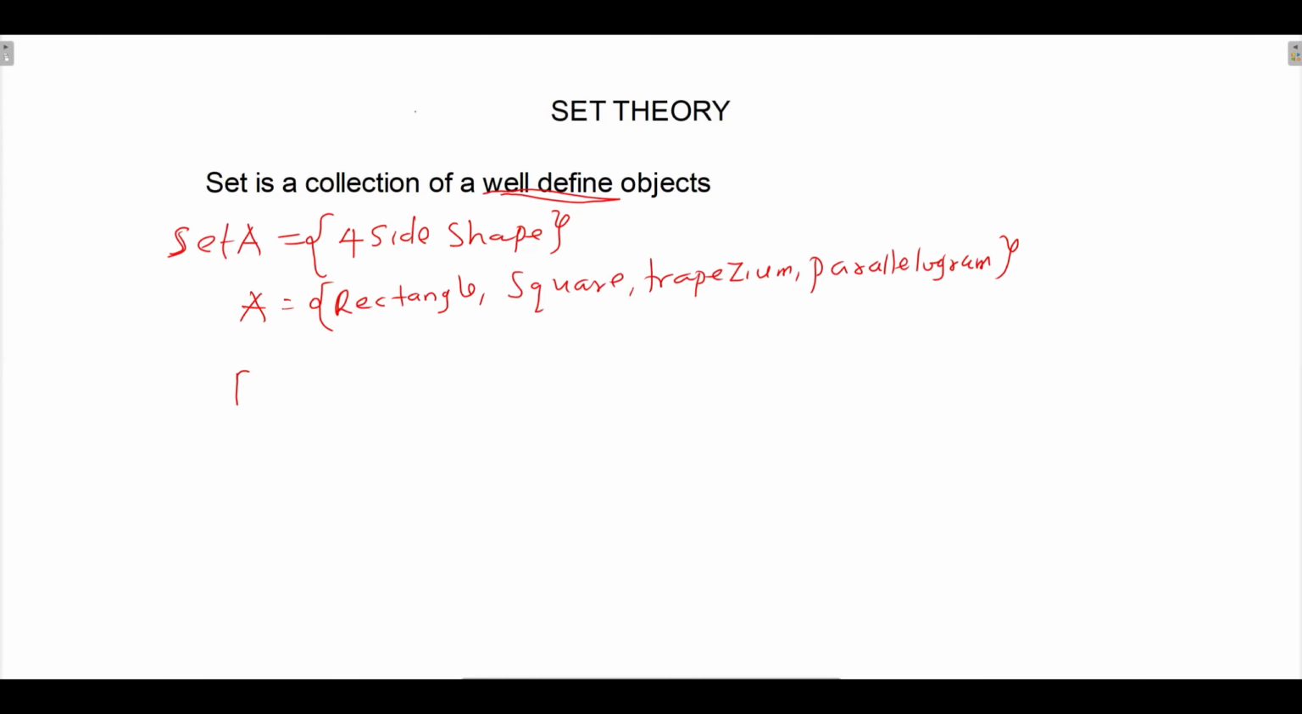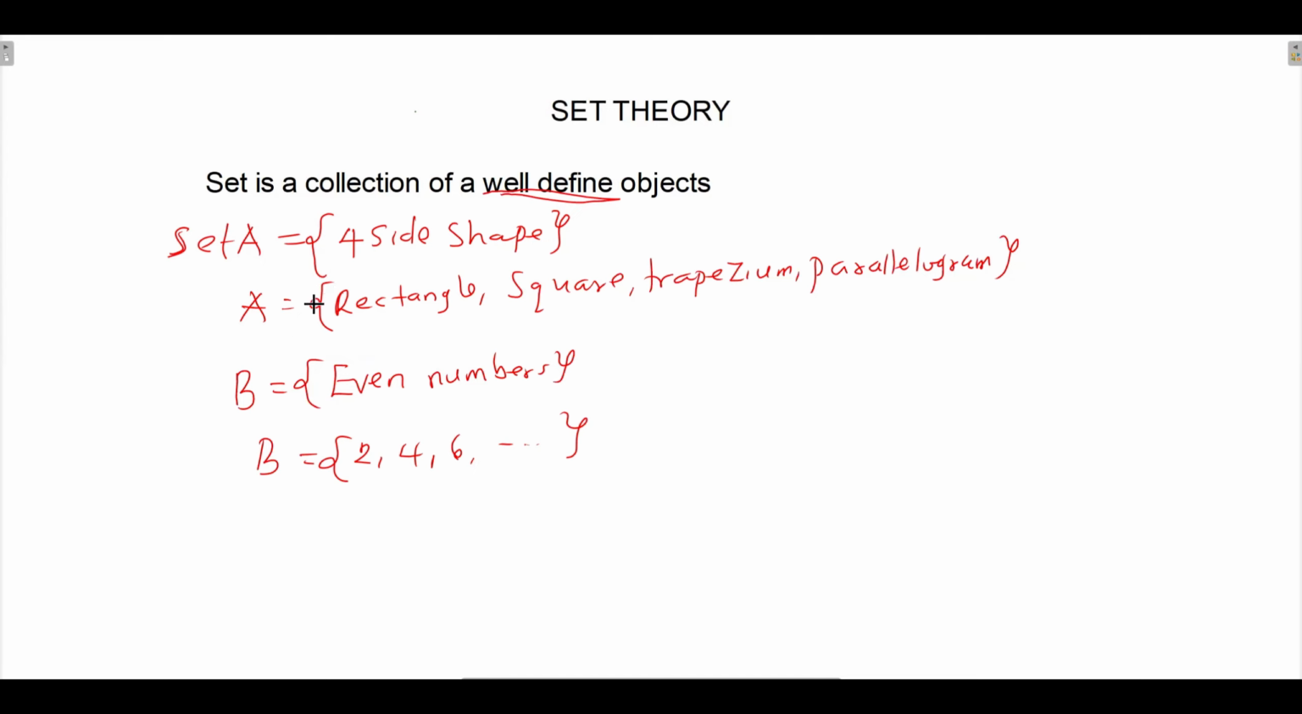Or if I say set B is even numbers, it's easily stated. It's even numbers. I can say 2, 4, 6, and it continues like that. So if a set is not well defined, don't call it a set. A set is a collection of well-defined objects.